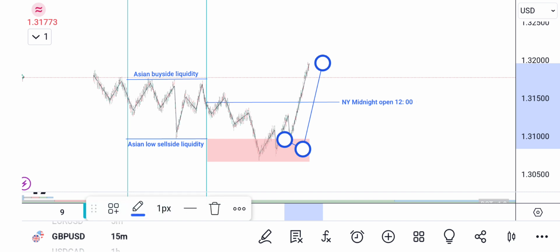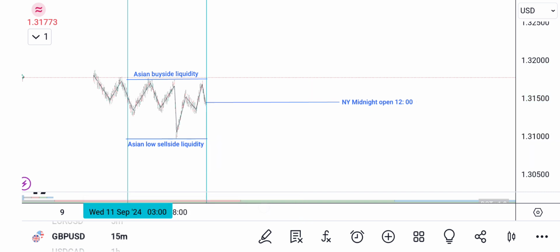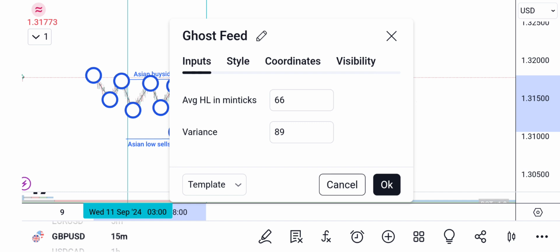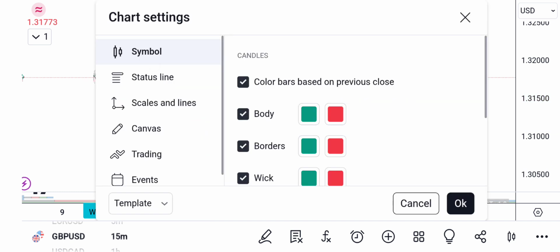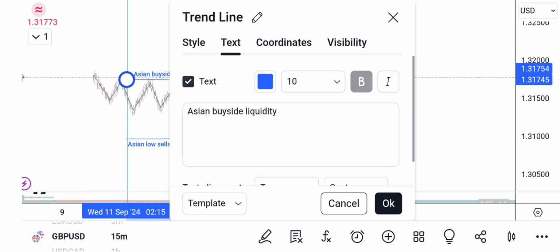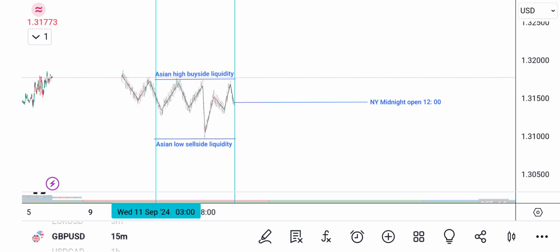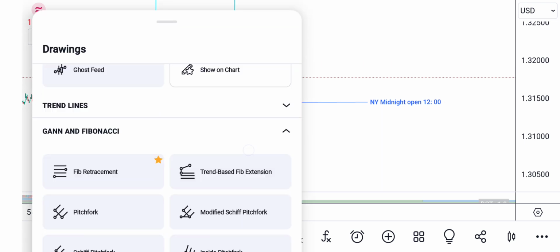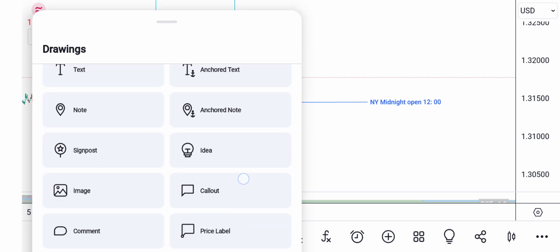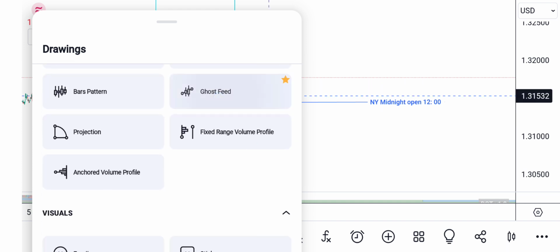Now if you are bearish, you are going to do the reverse. What you are seeing here is actually the Asian high buy side liquidity. Give me time. This is the Asian high buy side liquidity. Perfect. Now if you are bearish, you are going to look for what? A run on buy side liquidity, a run on the Asian high buy side liquidity.